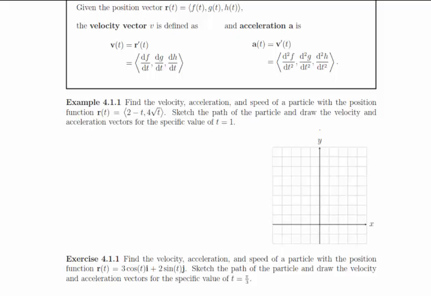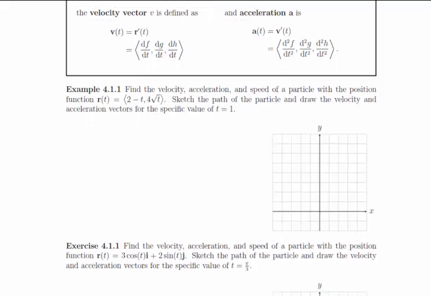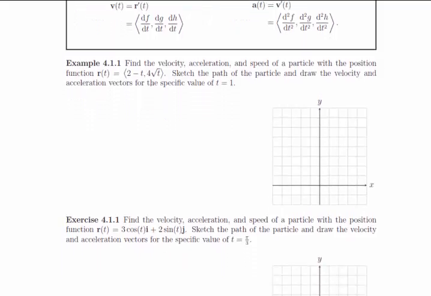Let's go ahead and take a look at a specific example here. So if I have r of t equals 2 minus t comma 4 square root of t, note we're just doing this in 2 dimensions just to get ourselves started. We will do it in 3 dimensions with GeoGebra in just a little bit. So first thing, what's the velocity function?